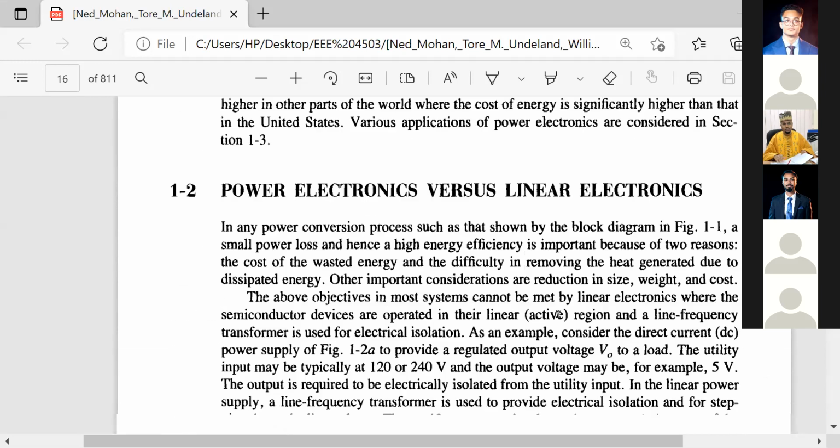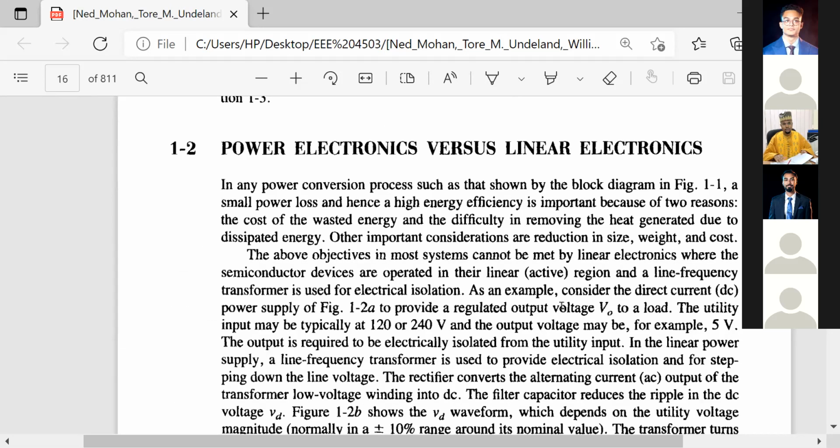Now, in the power electronics versus linear system, what is the difference between the power electronics and linear electronics? You should be readily saying that in the power electronics, the devices will be operating in the saturation or cutoff, and in the linear electronics, what we have already learned, it is in the amplifying mode, right? Am I correct or not?